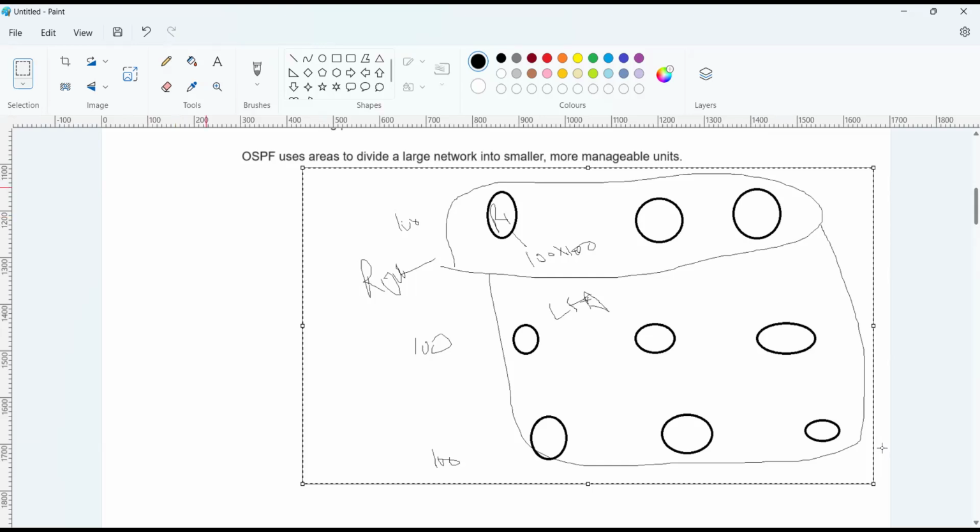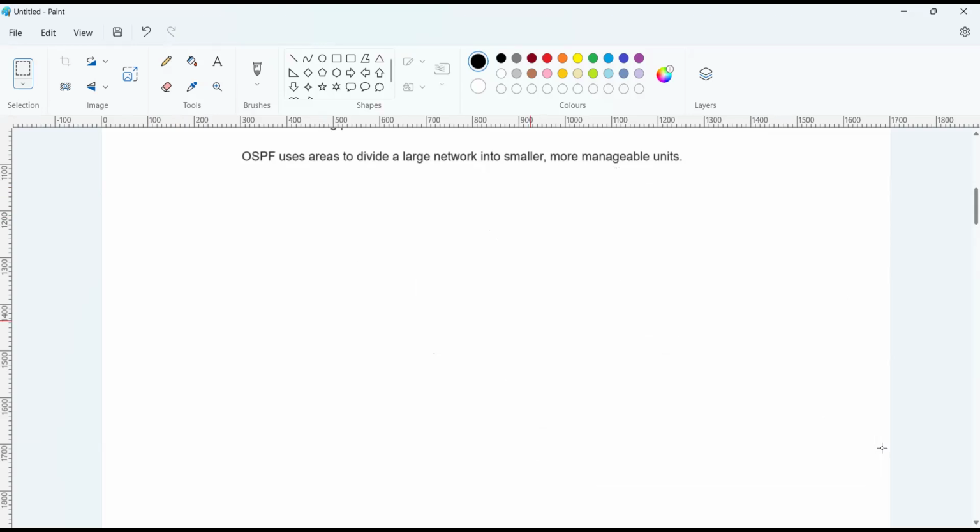What is the requirement of the area concept in OSPF? To stop the LSA flooding. Simple answer. To stop the LSA flooding. How will it be established in LSA flooding? If we have multiple routers, every router will maintain neighbor information as well as topology information.